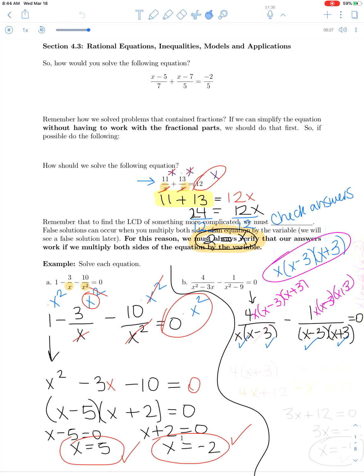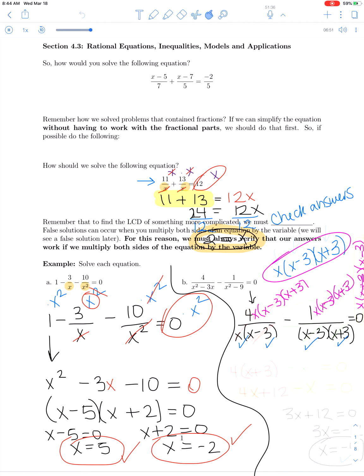Now technically I do have to worry about the other side, but it's a 0. So multiplying the 0 by, even if it's an x plus 3 and an x minus 3, is not going to change anything. It's going to stay the same, because 0 times anything is 0.